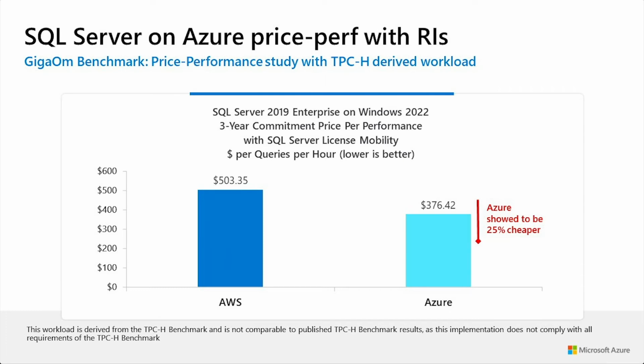As you can see, the EBDS V5 series has better price performance than AWS R5B, and Azure continues to be the best cloud to run your SQL Server workloads on Windows. More details on the performance study are available in the resources section.